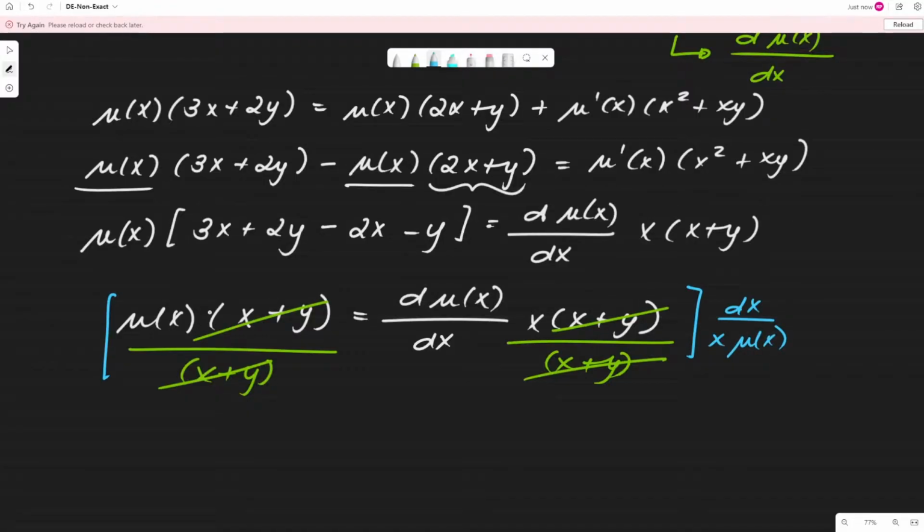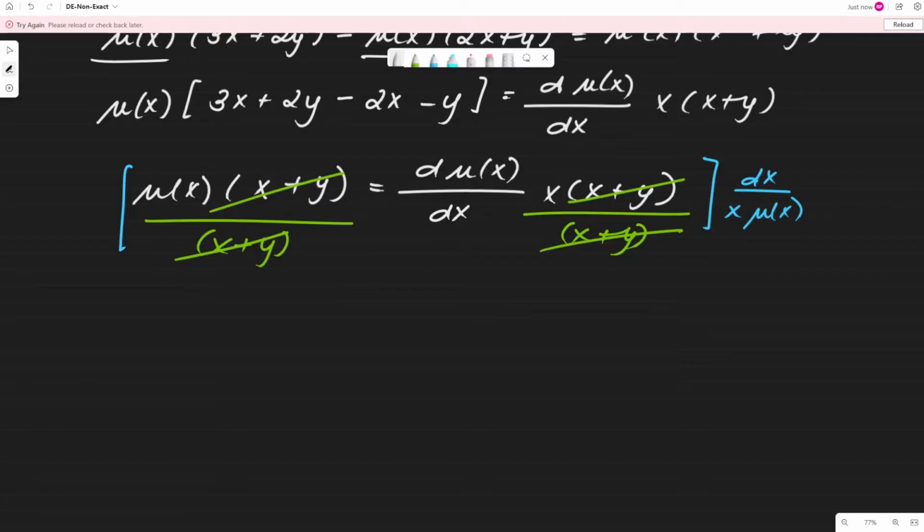Kasi dapat si mu of x, mapunta ko siya dito sa kasama niya na d mu of x. 'Di ba? Para later I can get the antiderivative and get ln of mu of x. 'Di ba? So ganun yung gagawin natin. So we'll have dx over x is equal to d mu of x over mu of x. Okay, yan na yung ating bagong equation.